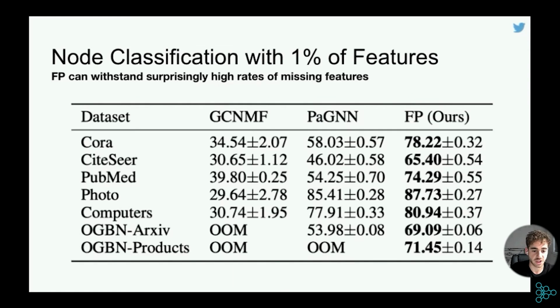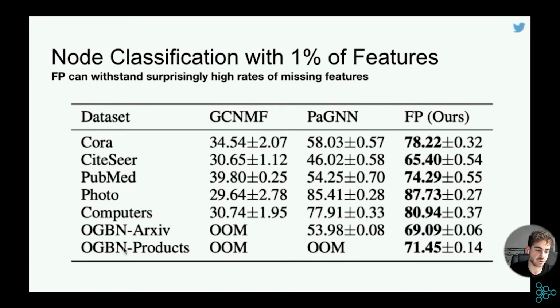And these are actually the numbers. This is just focusing on the case of 1% of features being present. So 99% are missing, and the gap is just huge. This is comparing to the 2 more sophisticated methods, and you can see these numbers: 20% plus here, and here as well. On Photo and Computers, the gaps are smaller, but still very significant if you look at the standard deviation.